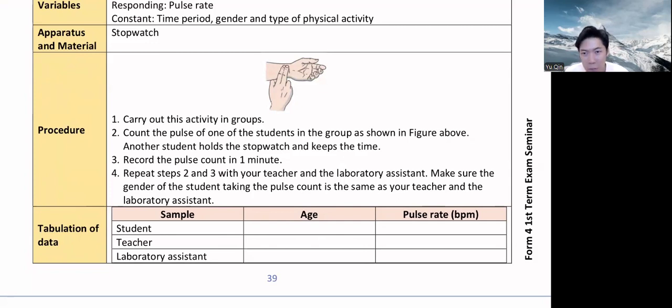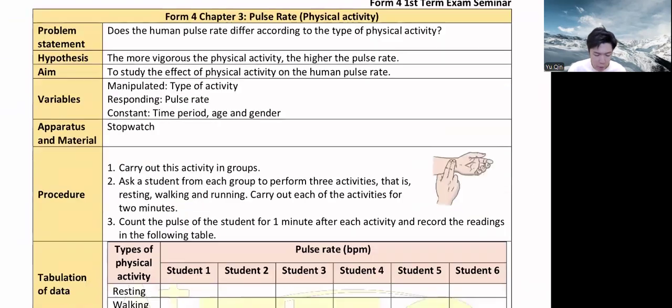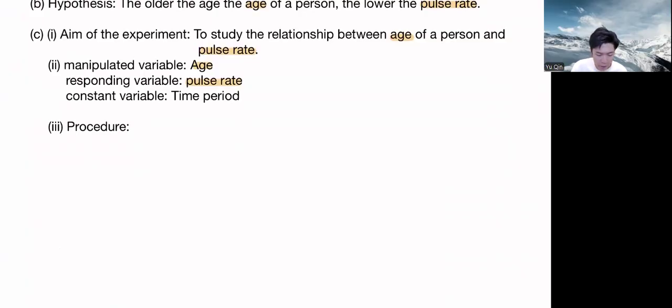But the procedure is so simple that we will just follow on. What you have to do is measure the students' pulse rate by using the stopwatch. We will record it in 1 minute. Then you repeat the same thing for the teacher and the laboratory assistant. Okay, so it's just simple steps. For now, let's just save time. You don't have to write the steps. Alright, for the sake of showing you, I'm just going to copy and paste it. So for you, you can write the title first.